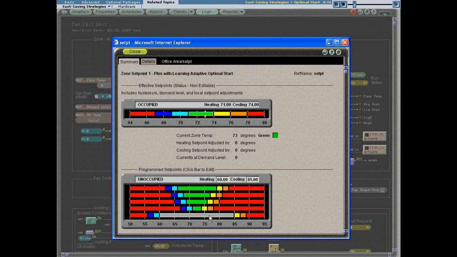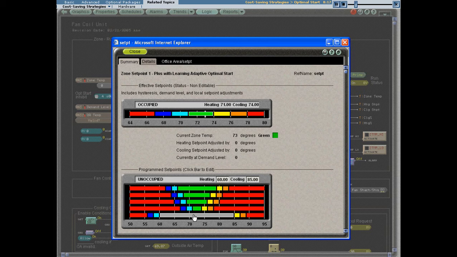Well, in the wintertime, it's very likely that that zone is going to drift far below the 71 degrees. So let's say in our example, it gets down to 63 degrees. If people come in the morning, the building goes occupied at 8, and it's 63 degrees in the zone. Of course they're going to be uncomfortable. Of course they're going to complain.